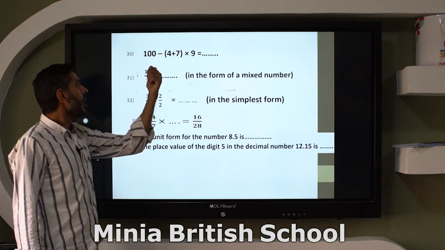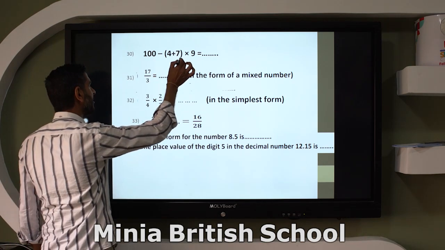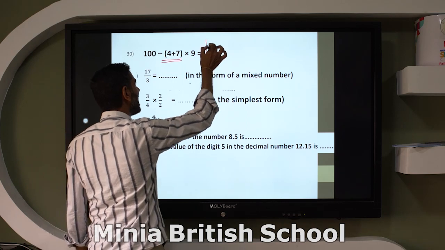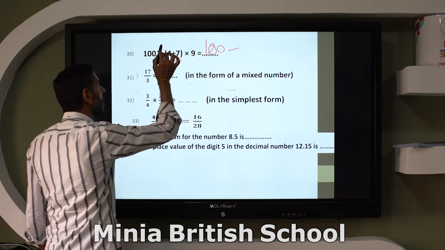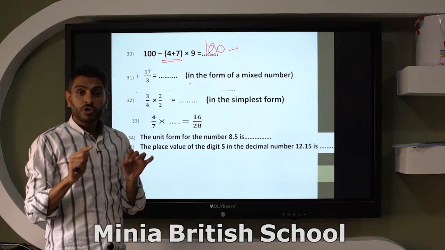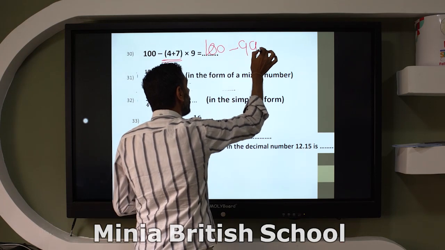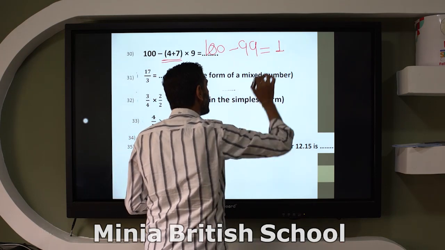100 minus 4 plus 7 times 9. Between brackets first. So 100 as it is, minus 4 plus 7 equals 11. And times 9, 11 times 9 equals 99. 100 minus 99 equals 1.